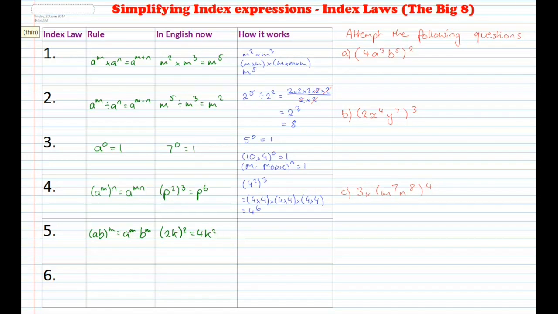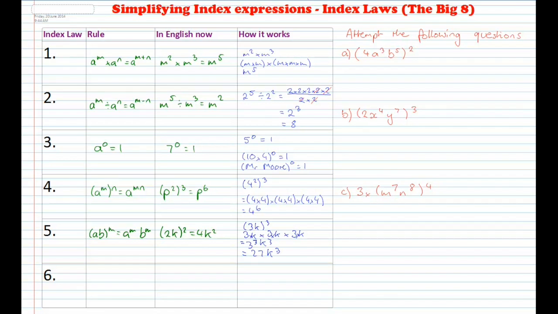Now if you want to know how this works, if I've got 3k in brackets cubed, I need to multiply 3k by 3k by 3k, don't I? Because if it's cubed, it means I've got 1, 2, 3 lots of 3k. Now what does that mean? Well, I've got little times in between here, the 3's and the k's. So that means I get 3 times 3 times 3, which is equal to 3 cubed, and k times k times k, which is equal to k cubed. Essentially this is equal to 3 cubed, which is 27, k cubed.